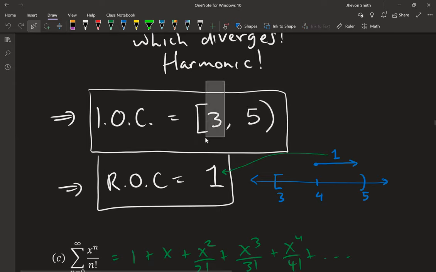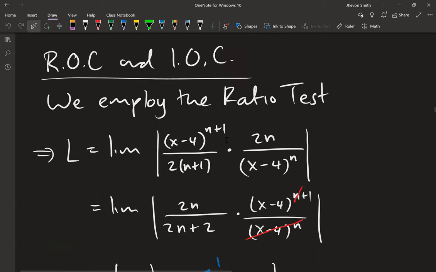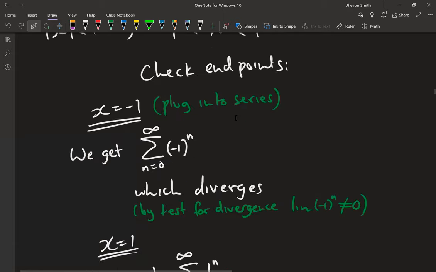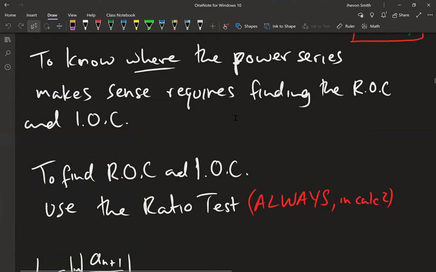At the point 3, it's conditional, conditionally convergent at the left endpoint. And at the point 5, it's not convergent at all. But in between, on the open interval, it's always absolute convergence, because we literally used the ratio test to figure this out. So we have absolute convergence automatically.